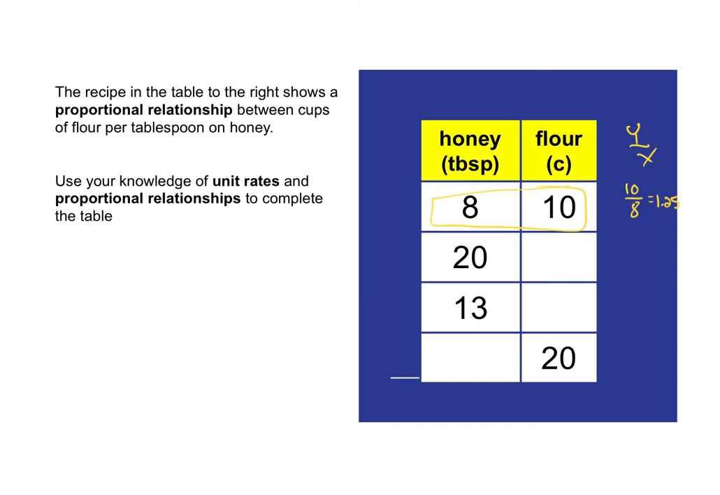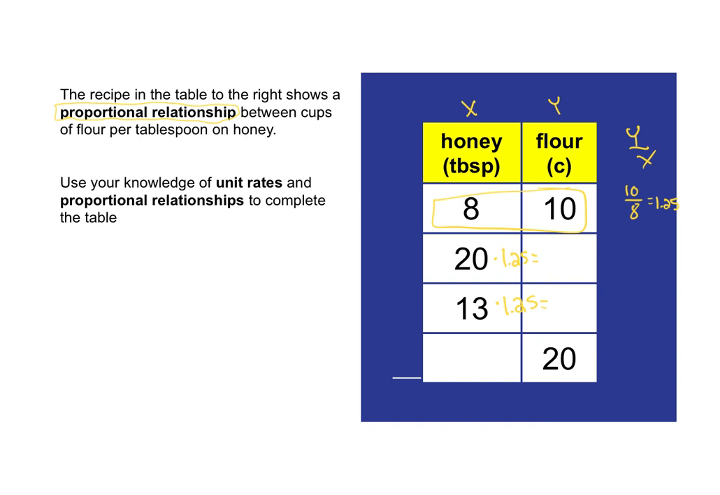Since this is proportional, that means I can use that value, 1.25, to take all of my x's, multiply them by 1.25 to get my y's. So 20 times 1.25, 13 times 1.25. Let's do those calculations. That would mean for 20 tablespoons of honey, I would need 25 cups of flour. And for 13 tablespoons of honey, I would need 16.25 cups of flour.